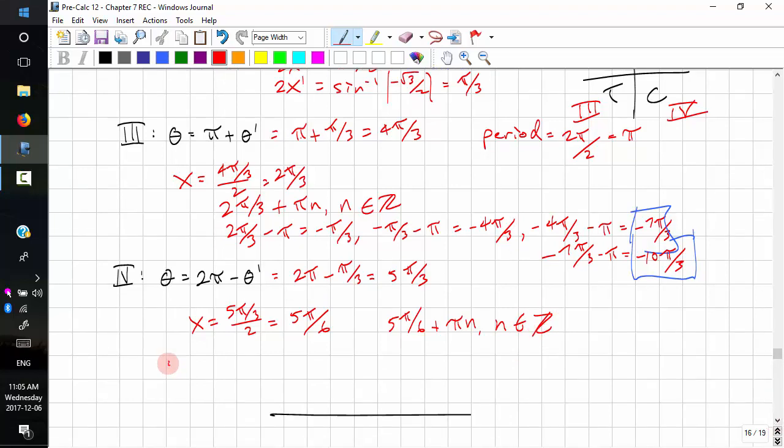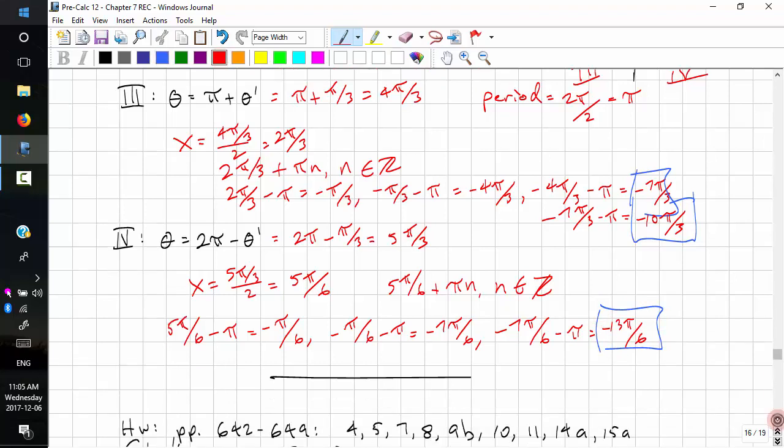5 pi over 6 is not in our domain, so we subtract pi. We get negative pi over 6. That's not in the domain, so we subtract pi. We get negative 7 pi over 6. That's not in the domain, so we keep going. Negative 7 pi over 6 minus pi is negative 13 pi over 6. That is in the domain.